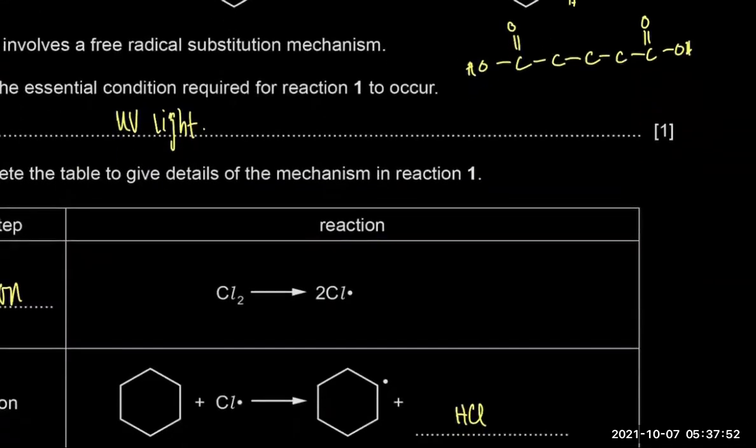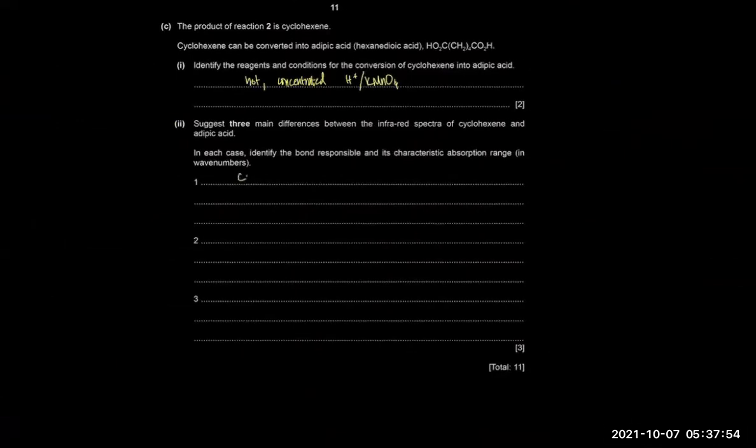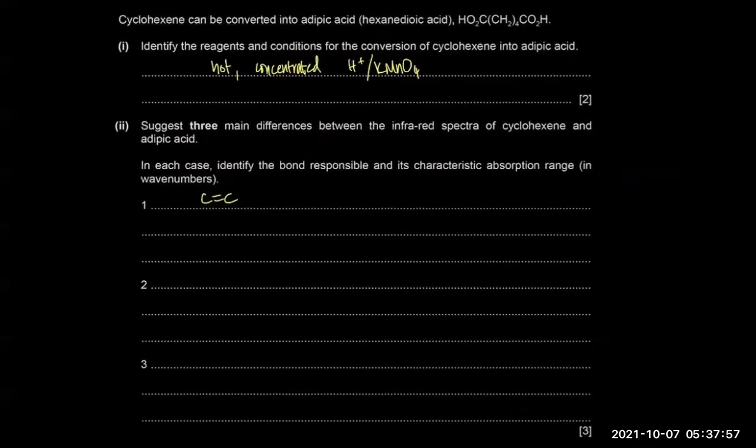So we will see C double bond C, okay, and we're going to see an absorption from cyclohexene but not adipic acid, right? At what range? 1500 to 1680. This is from the data booklet. This value.